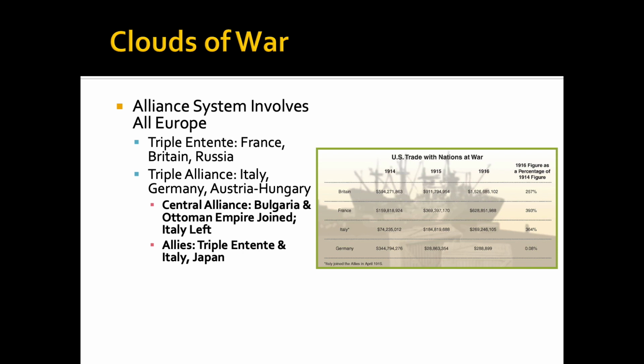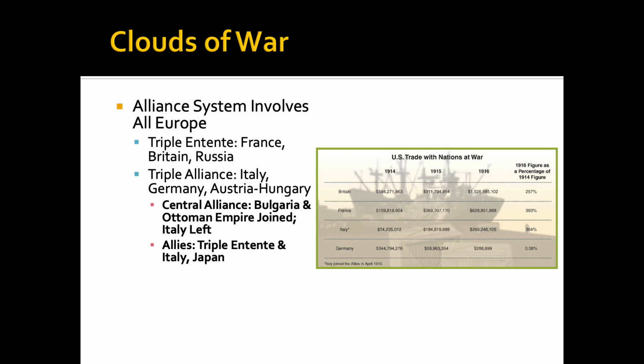in this alliance system. We have a couple of different alliances we need to understand. There was the Triple Entente. This was France, Great Britain, and Russia. And there was the Triple Alliance: Italy, Germany, and the Austro-Hungarian Empire. Now, sometimes those are called the Central Alliance because Bulgaria and others form, like Turkey and the Ottoman Empire.